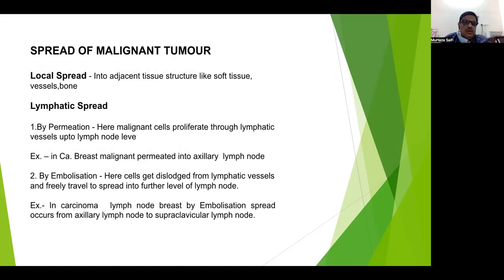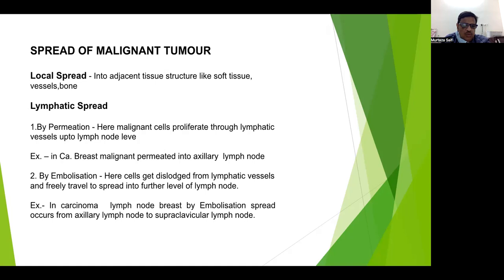One is local spread into adjacent tissue and structures like soft tissue, vessels, and bone. Second, it will spread with the lymph node, lymphatic spread by permeation. Here, malignant cells proliferate through lymphatic vessels up to the lymph node. For example, carcinoma of the breast permeates into the axillary lymph node.